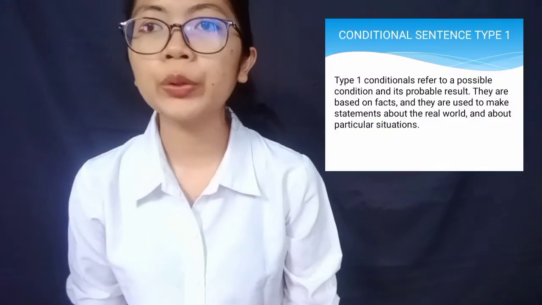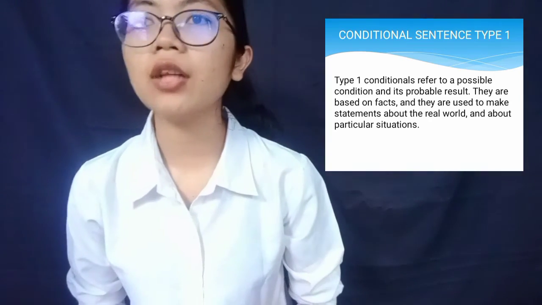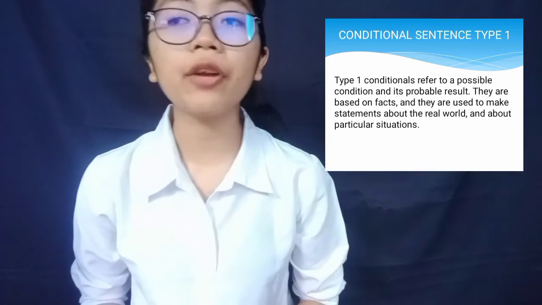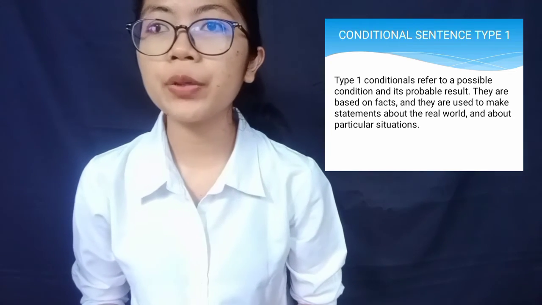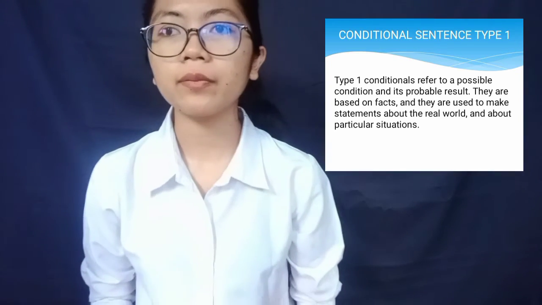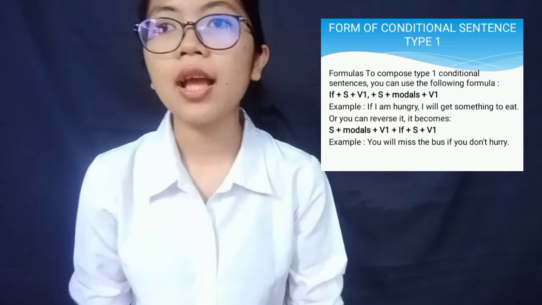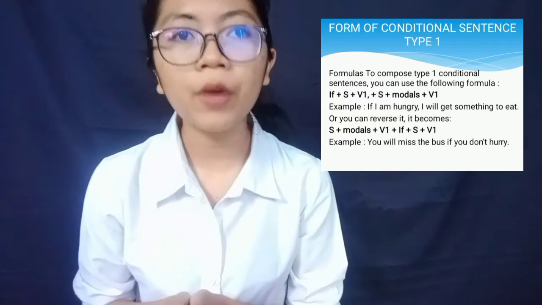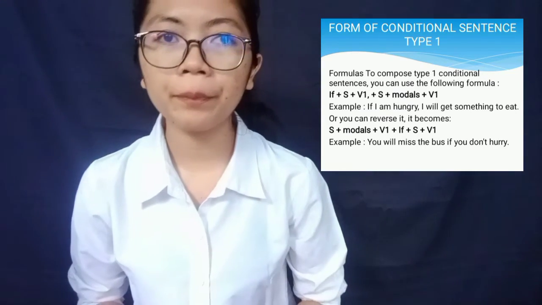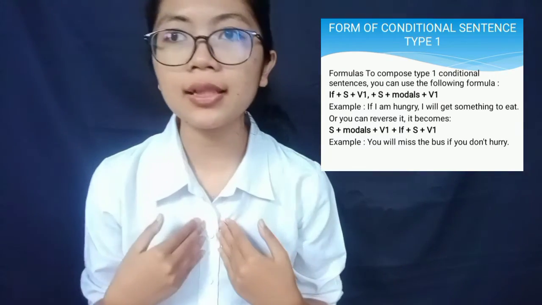Next, we move to conditional sentence type 1. Conditional sentence type 1 refers to a possible condition and its probable result. They are based on fact and they are used to make a statement about the real world and about a particular situation. The formula to compose a type 1 conditional sentence is if plus subject plus verb 1, subject plus modal and verb 1. For example, if I'm hungry, I will get something to eat.